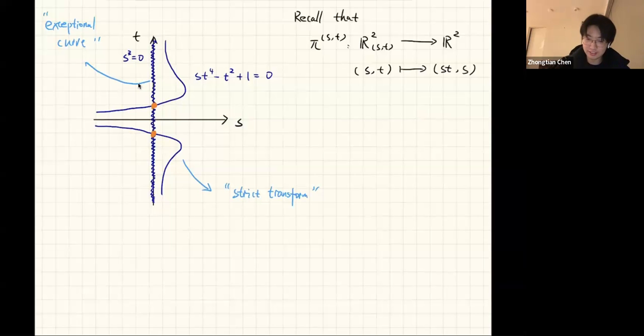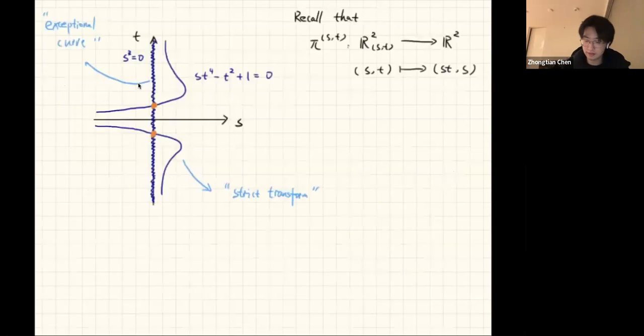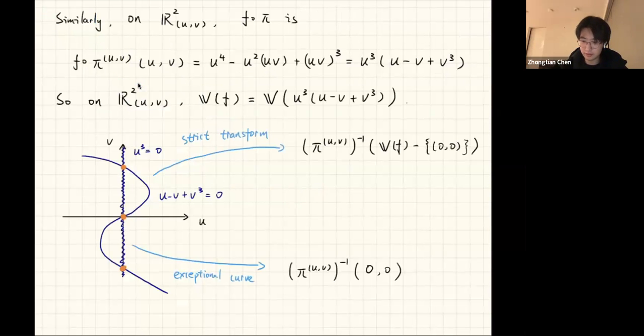Are we happy with this picture, this calculation? How do we get this polynomial? Basically, we first compute pi on each of these coordinates, then just do this composition. Yeah, a similar thing happens on the other affine cover.